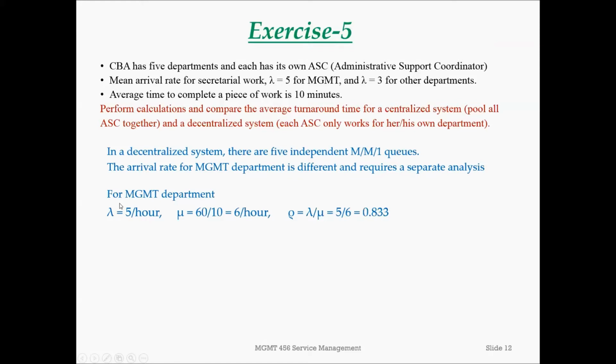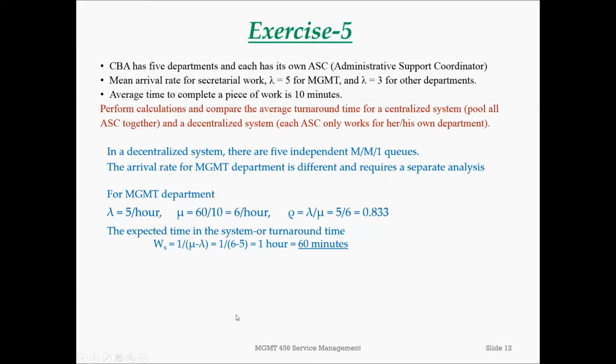So what do we need? Based on this given information, what we really need is Ws, average turnaround time for management department. So Ws is equal to 1 over mu minus lambda. So 1 over 6 minus 5, you get a 1. So how do we interpret a 1? Again, because both lambda and mu are per hour rate, that's why 1 should be interpreted as 1 hour, not 1 minute. So 1 hour, of course, is equal to 60 minutes. So currently, with a decentralized system, the turnaround time for management department is 60 minutes.